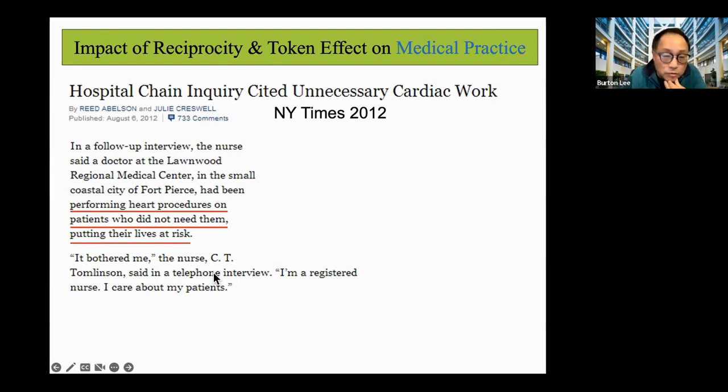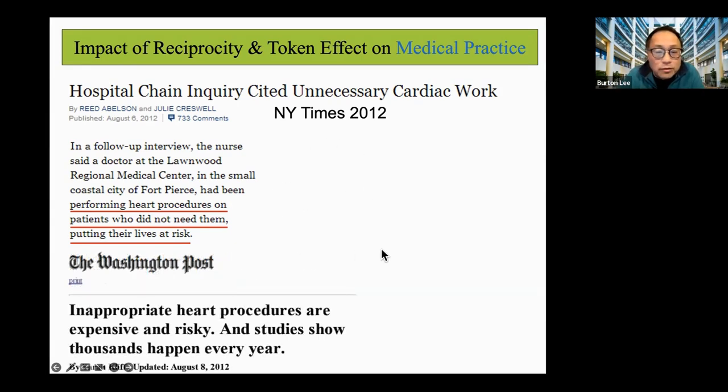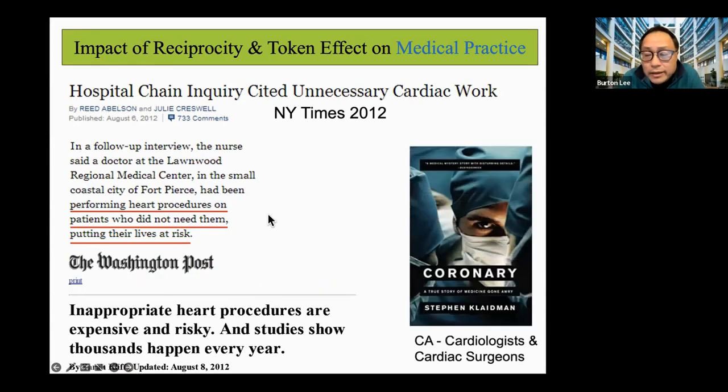And then one of the nurses actually turned the hospital in. And in case you think this might be some isolated event, in August of 2012, here was a hospital in Maryland that was doing essentially the same thing, where inappropriate procedures were being done. And in case you think it's something limited to the East Coast of the country, here's actually a book called Coronary that I would encourage you to read.